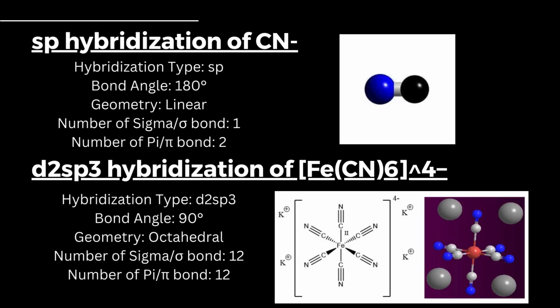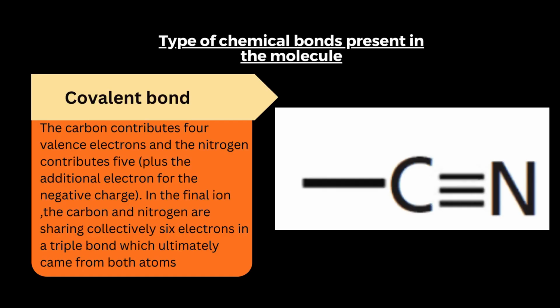For the sp hybridization of the cyanide ion, the hybridization type is sp with a bond angle of 180 degrees and linear geometry. For the d2sp3 hybridization of the ferrocyanide anion, the hybridization type is d2sp3 and the bond angle is 90 degrees with octahedral geometry. Now I will talk about the types of chemical bonds present in the molecule.